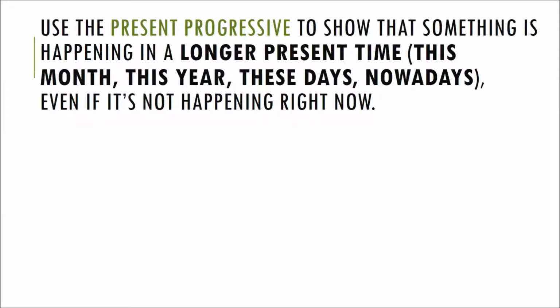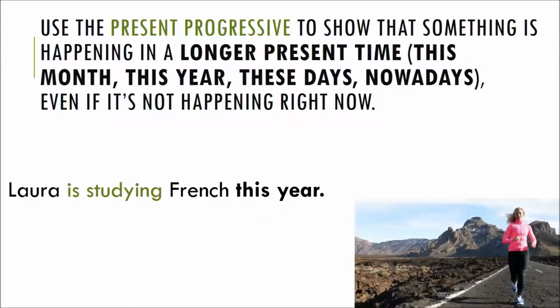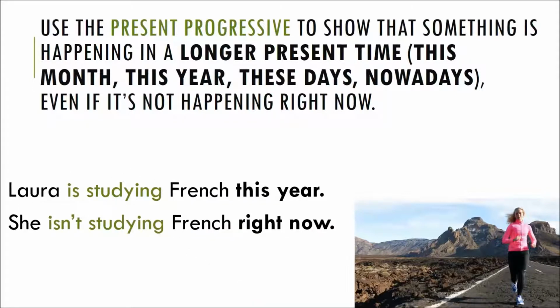Use the present progressive to show that something is happening in a longer present time. So this month, this year, these days, nowadays, even if it isn't happening right now. For example, Laura is studying French this year. There's Laura. Is she studying French right now? No, she's not. Laura isn't studying French right now.